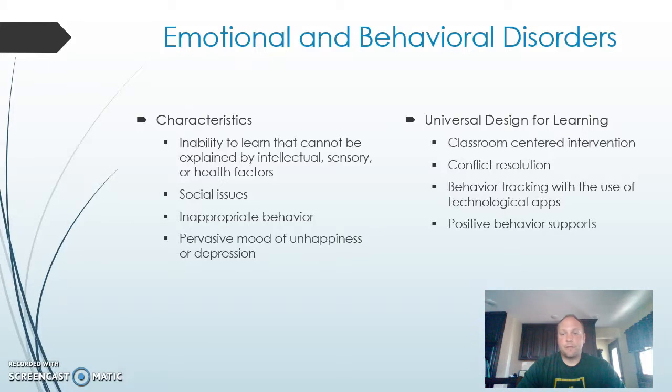Some ideas for universal design for learning here: classroom-centered intervention. What that can be is maybe gearing some of your curriculum towards proper behavior, not only for just that student, but for the class. Conflict resolution, discussing with your student if he has an issue, what happened, why did it happen, what can we do next time to prevent that. Behavior tracking with the use of technological apps. There's apps out there now on an iPad, iPhone, cell phone, whatever, where they can monitor how they're doing, not just behavior-wise, but education-wise. And that's also a good way to self-monitor and put some of that responsibility on them and teach them that.